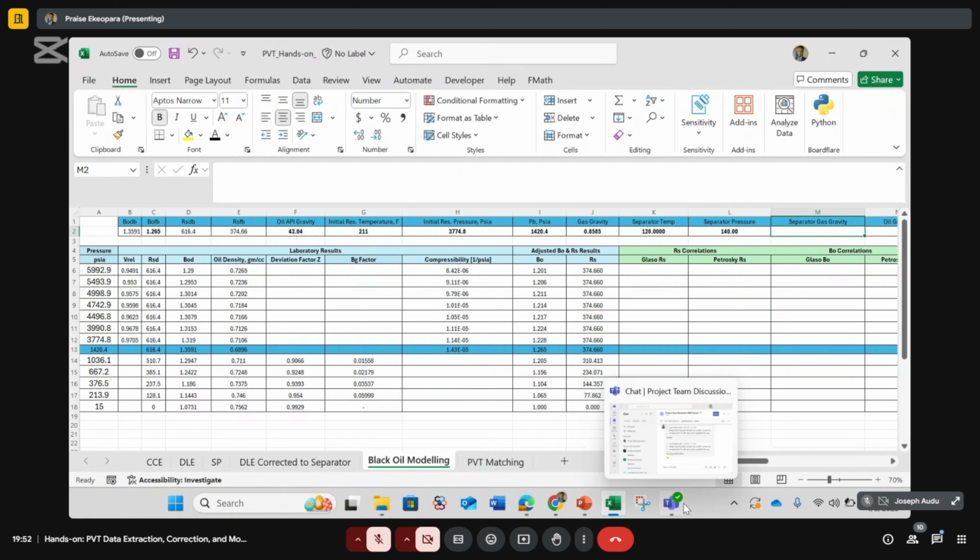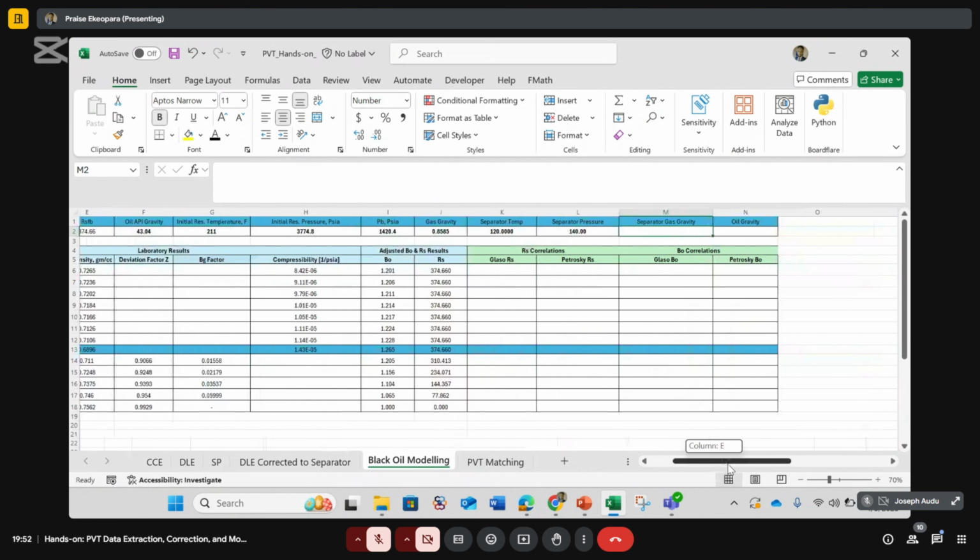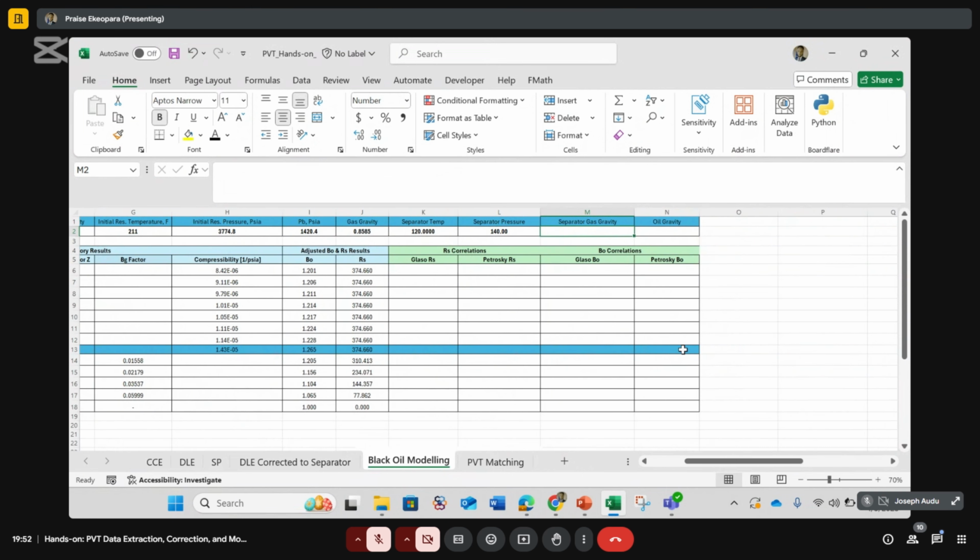Then our specific gas gravity. This separator gas gravity you are seeing here is actually part of the equation, part of the correlations that we have. When you see the Standing equation, or Petrosky, any of them, you will see that they require separator gas gravity. So it's a little bit different from the normal.